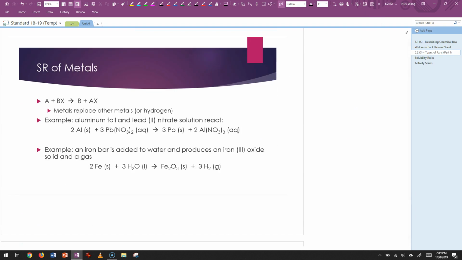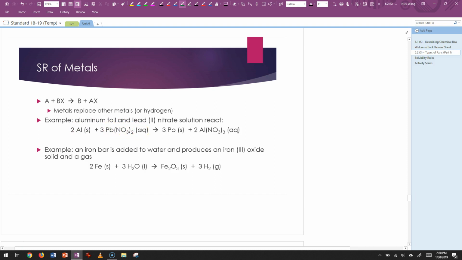So let's do the first type. This is the one where it's going to be single replacement of metals, and I've rewritten the actual generic equation there. So A plus BX yields B plus AX. This is where metals replace other metals. So let's see this first example here where aluminum foil and lead-2 nitrate are going to react together. So we've got aluminum written here, we got lead nitrate.